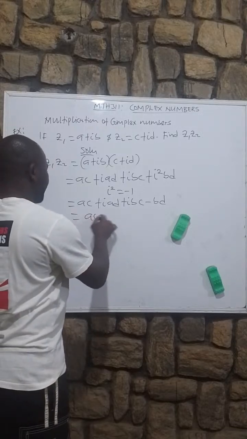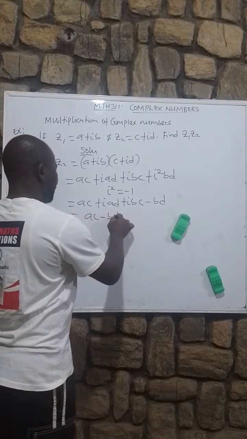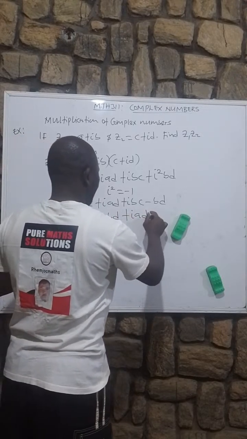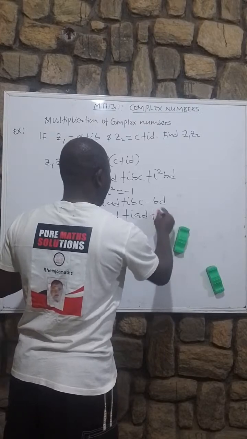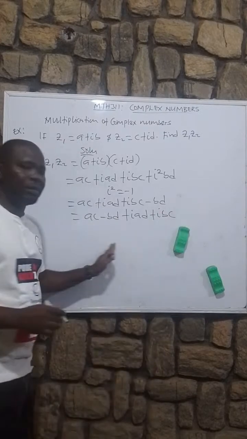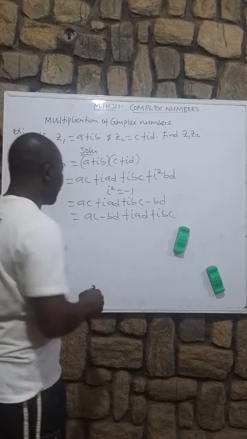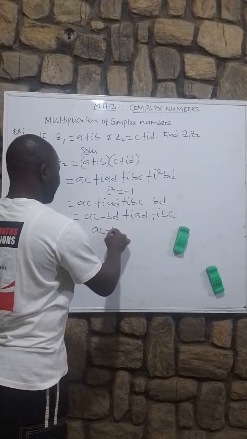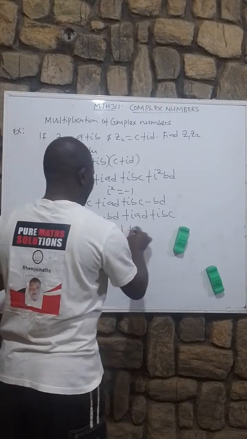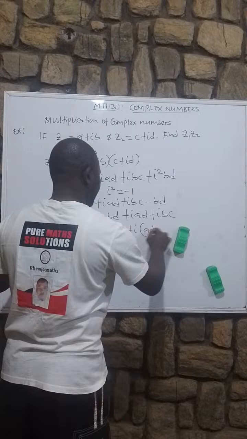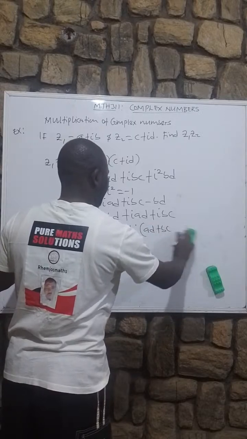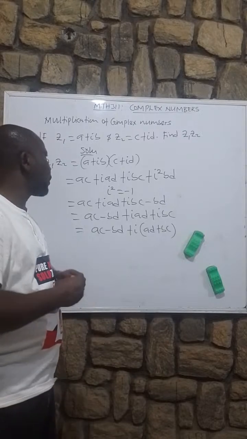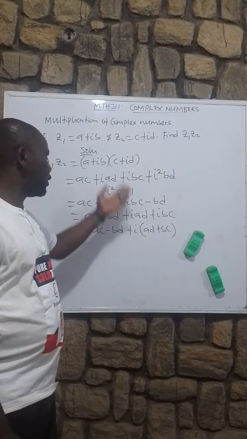So our AC minus BD plus iAD plus iBC. Amen? Are you following? Then this is equal to AC minus BD, then plus i open bracket AD plus BC. This is how you are going to solve this type of problem.